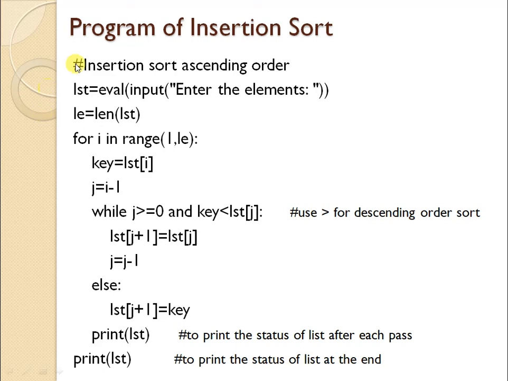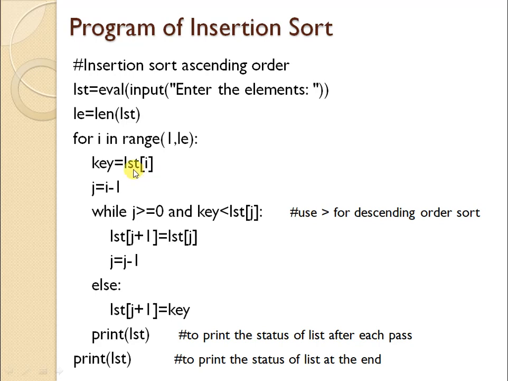So you will put that element as a key, that means temporary, and you will make a value j that is i minus 1. Why? Because you have to compare this element, this list[i], with the elements that are on the left hand side of this list[i].